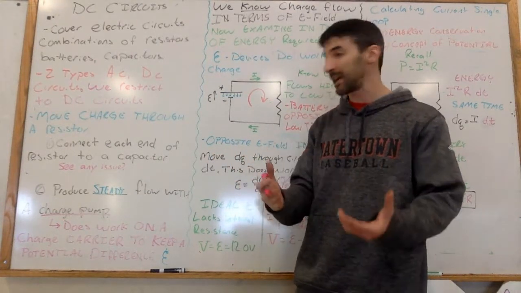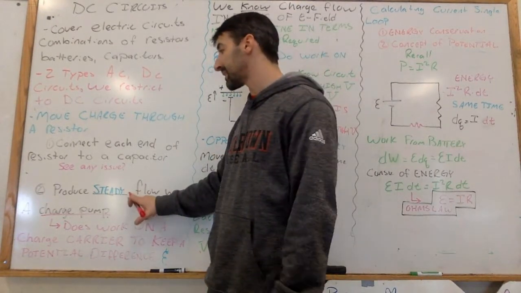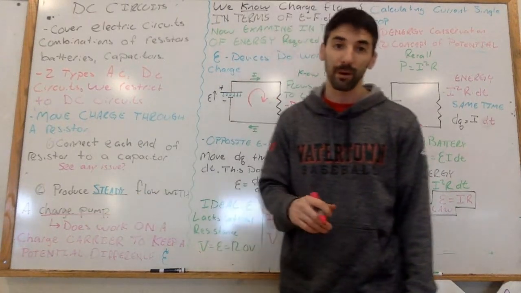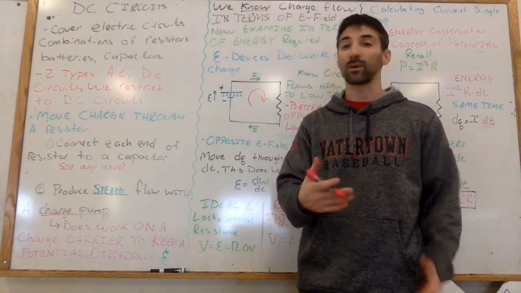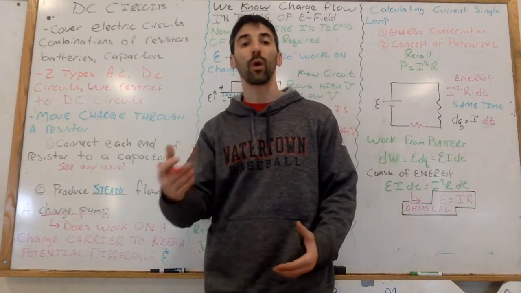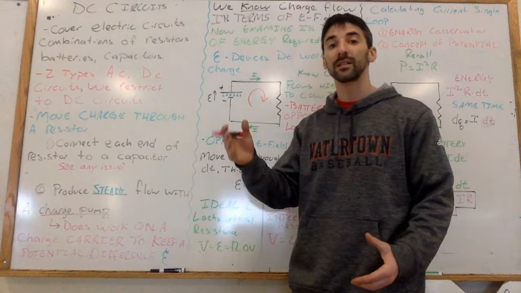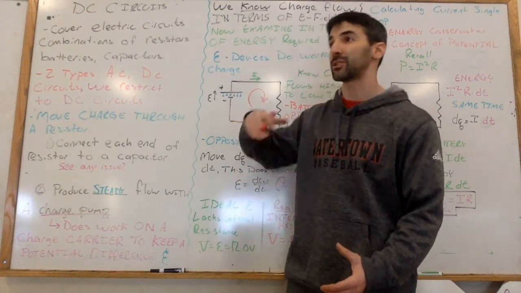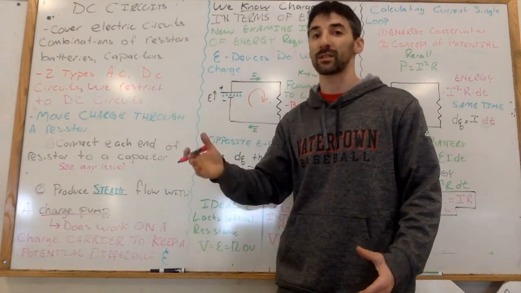Our second option is producing that steady state with something called a charge pump. A charge pump is a fancy word for a battery. So the charge pump basically is going to do work on our charge carriers to move them from a low potential to a high potential and to get that current moving around the circuit.